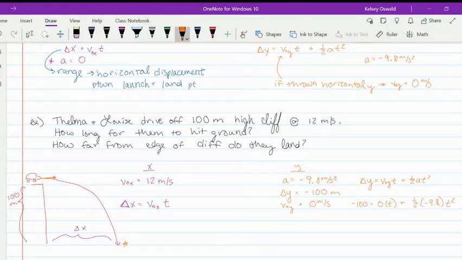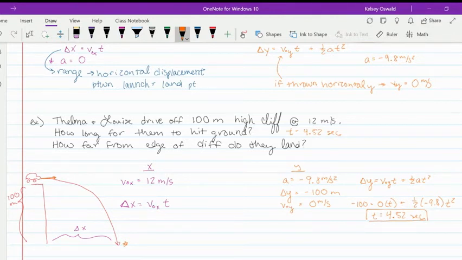Okay, so we said our vertical displacement, negative 100, is equal to our 1/2 a t squared. And when we solve that for time, we're going to find that Thelma and Louise are in the air for 4.52 seconds. Okay, so we needed more information, so we wanted to start off looking vertically. And using that information, we were able to find that we're in the air for 4.52 seconds.